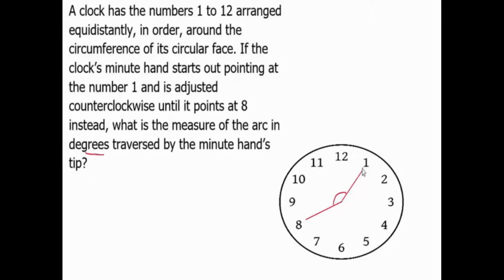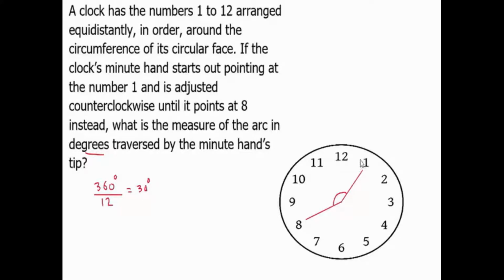Well, we know that the angle around a full circle is 360 degrees. And there are 12 numbers on the face of a clock, and therefore the angle between any two consecutive numbers is 360 degrees divided by 12, which is 30 degrees.